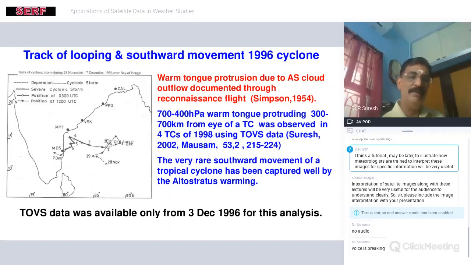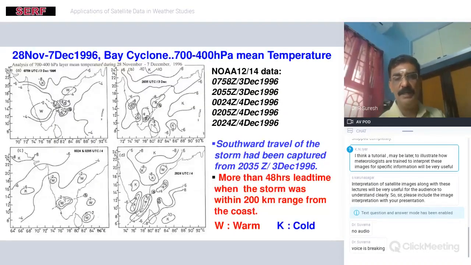Unfortunately, our data is available only from the third, and at that time we were having a receiving station problem, and then we rectified it. From the third onwards, we tracked on. The storm crossed only on the 7th. Still, we were comfortable. We were able to capture the southward movement, which could not be captured in any of the numerical models at the time.